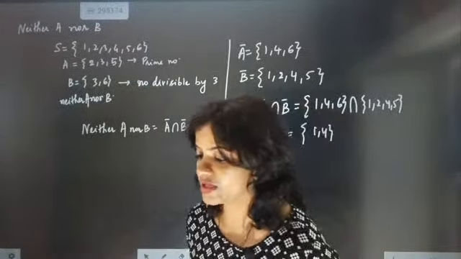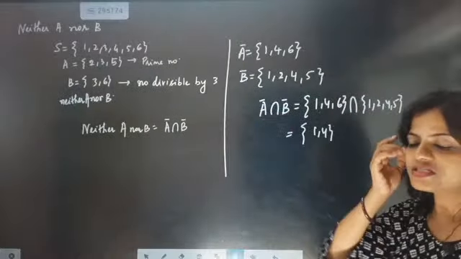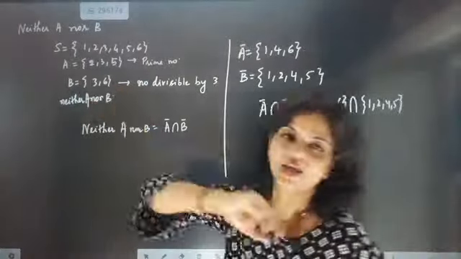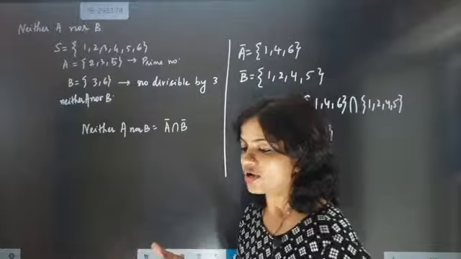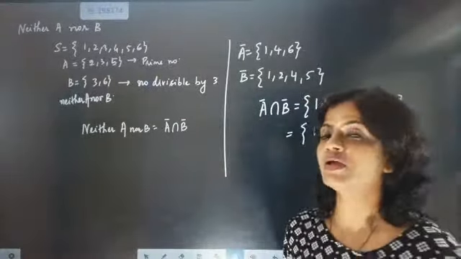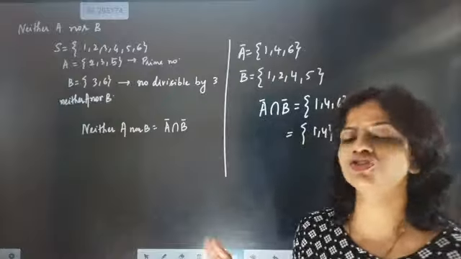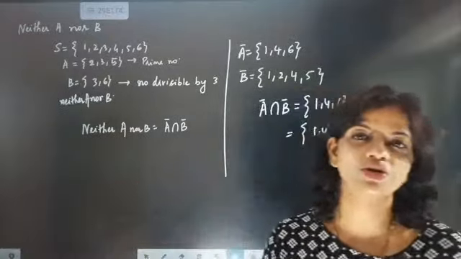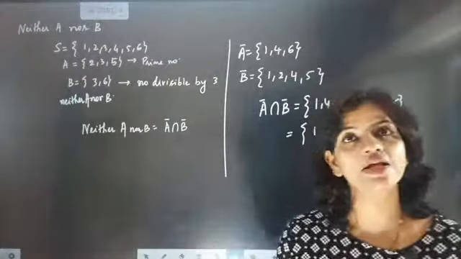Neither A nor B. That means when such statements come, first I have written A and then I have written B, which means according to the event you have to get the event of getting A and the event of getting B. Then find the negation of A, the negation of B, and then do the intersection of that. That will be called neither A nor B.